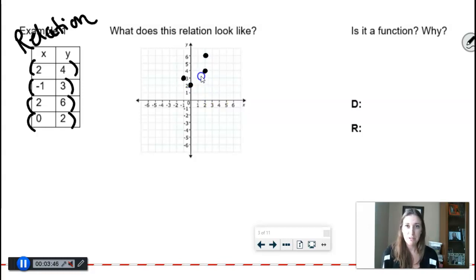Now there is no connection. This is not a continuous graph in any way. You don't draw lines in between them. It's just those 4 ordered pairs. That is the relation that they wanted me to graph. So this is what it looks like. And the next question is, is it a function?